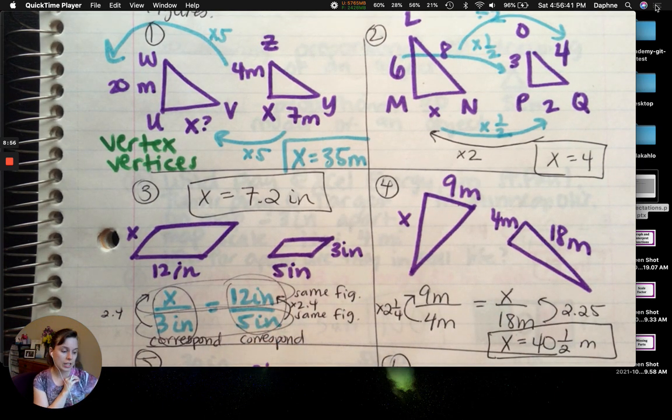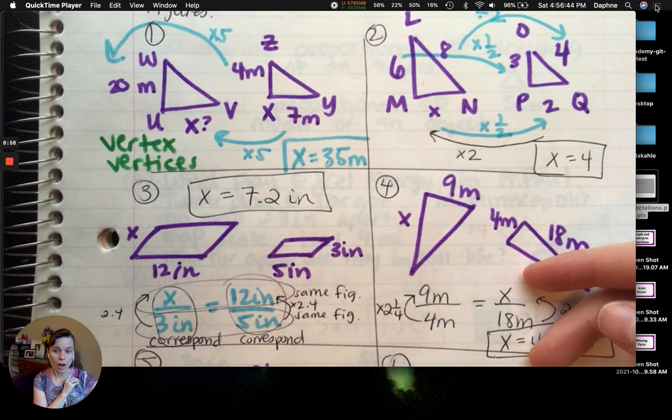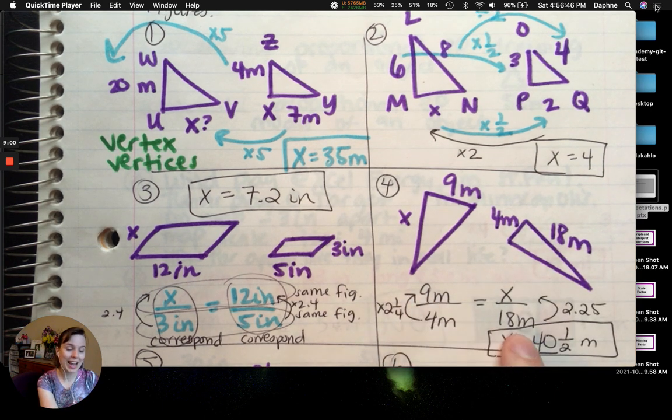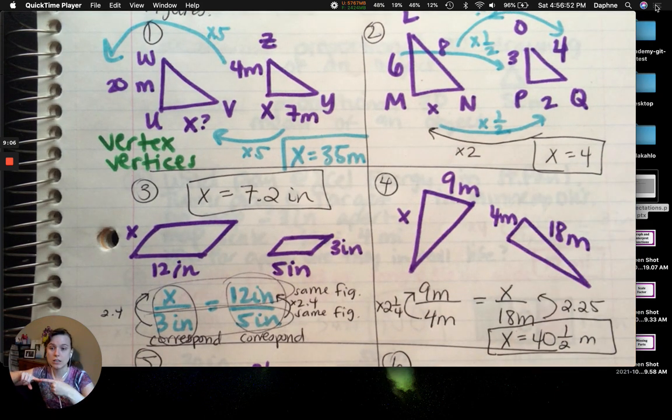You should not have x meters over x because 9 and 18 meters, do they have anything in common? Do they correspond with each other? Does 9 meters correspond with 18? No. Shake your head no. 9 meters does not correspond with 18 meters. Are they in the same figure? No.